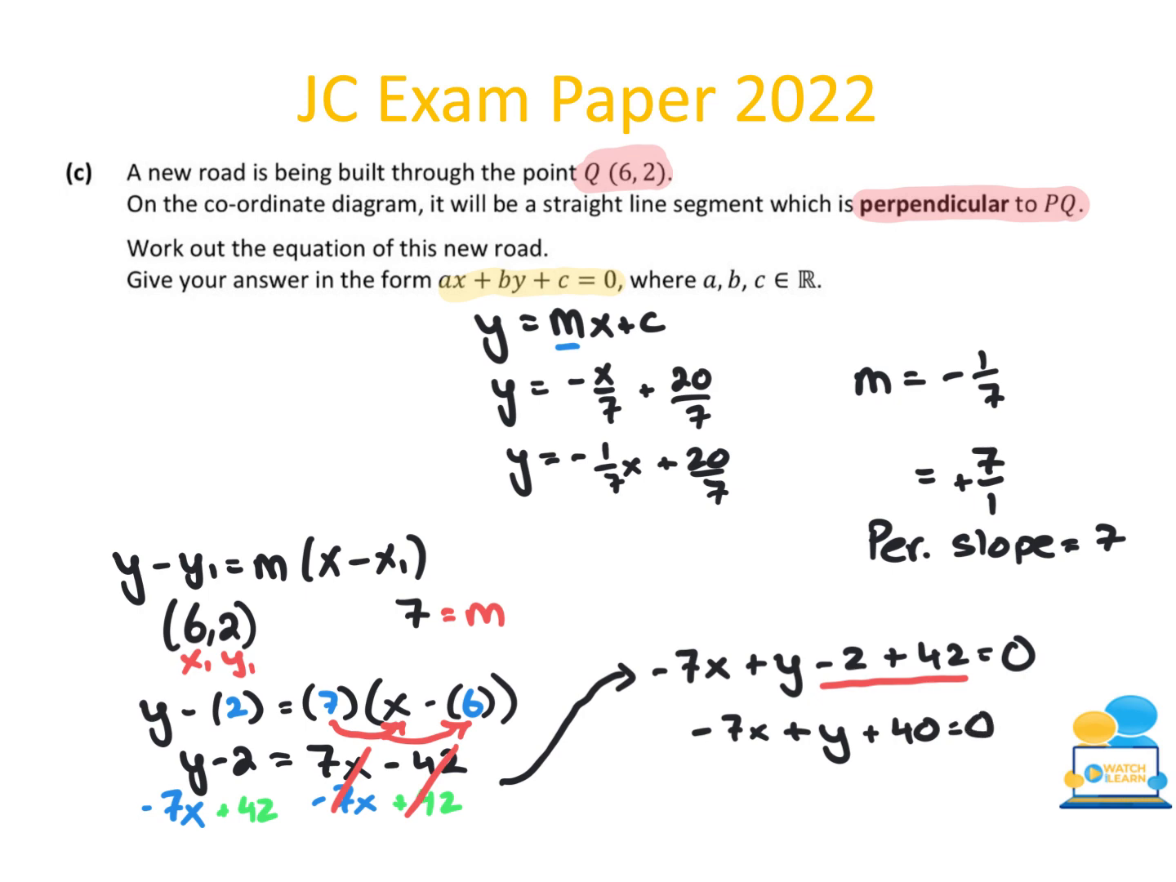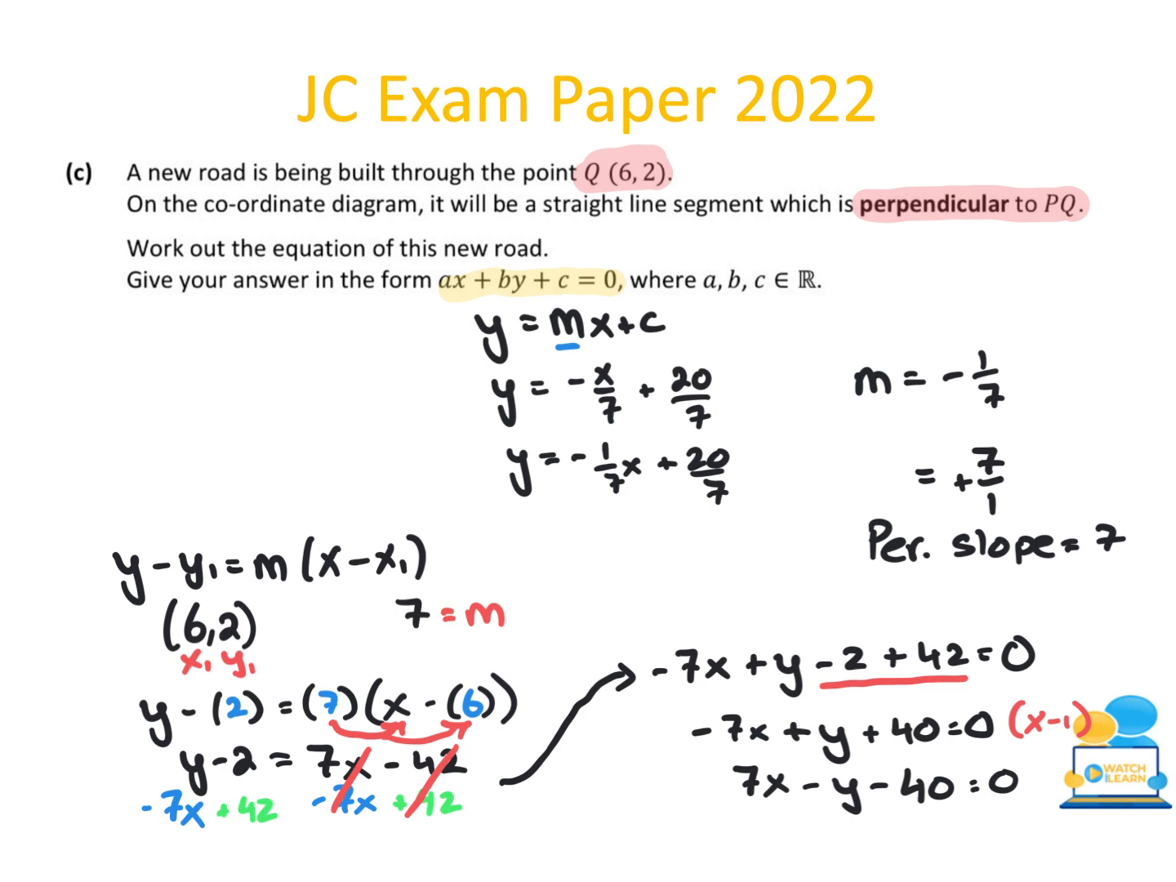Now that is in the form ax plus by plus c equals 0, but if we want to tidy it up and have a positive coefficient at the very start there with x, I can multiply the entire line by minus 1. When I multiply the entire line by minus 1, that will give me 7x minus y minus 40 equals 0, which will give me the equation of the line with point Q (6, 2) and the slope 7, which is perpendicular to the line PQ, which gives me the equation of the line of the new road that will be built.